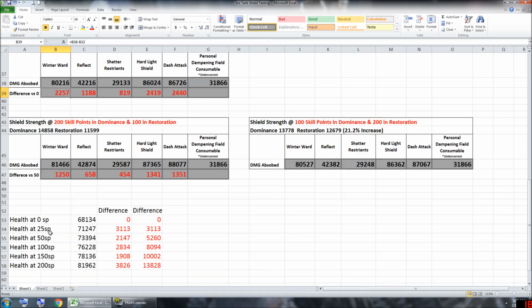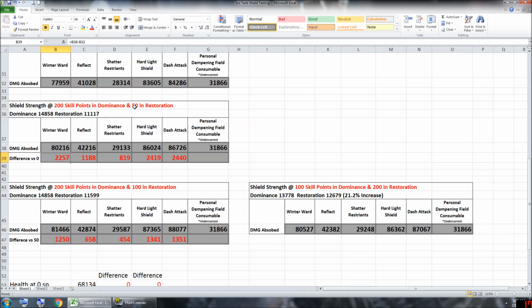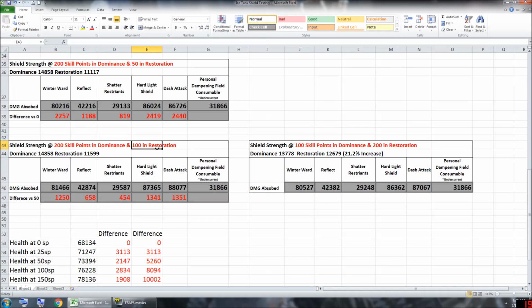But if I'm putting that same 50 skill points, so 50 in Resto, and then instead of putting another 50 in to bring it to 100, I put that 50 in health, my health goes up by 5,260. So your effective survivability is much higher putting those extra skill points in health versus those extra Resto for your shields.